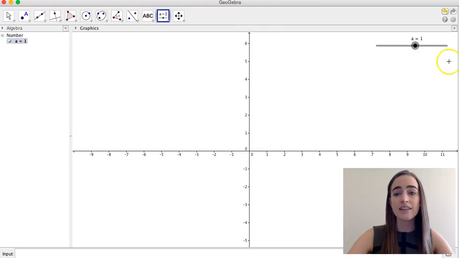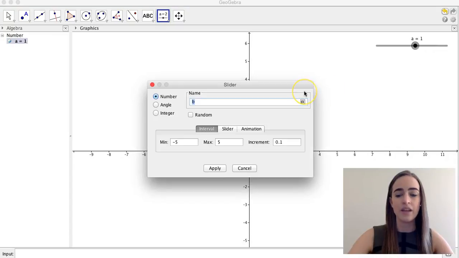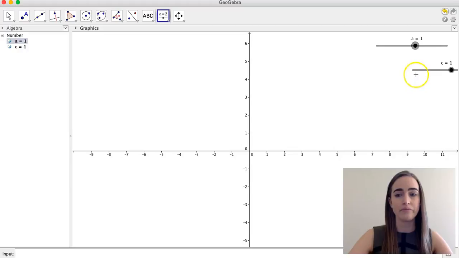Now we want a second slider, so we'll just press underneath here. We're going to call this slider c, and we're going to have it with those same boundaries, from -10 to 10, and press apply.